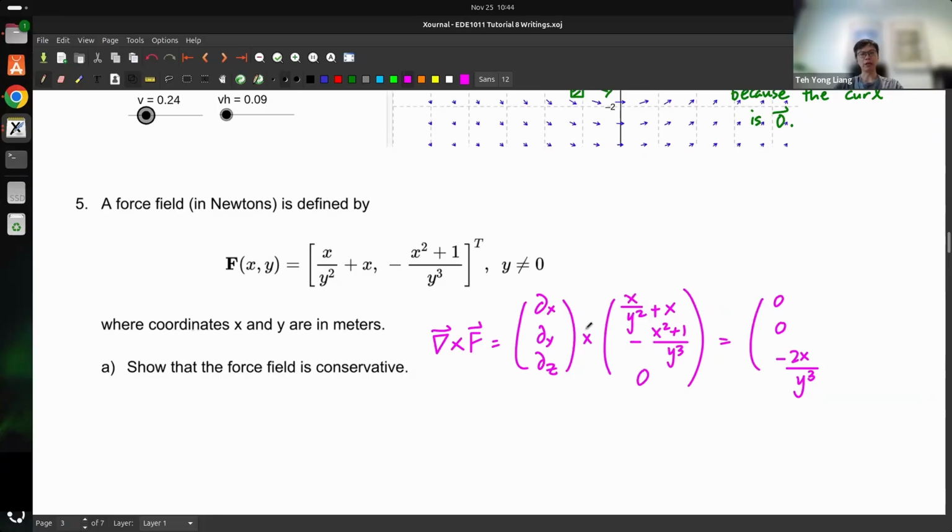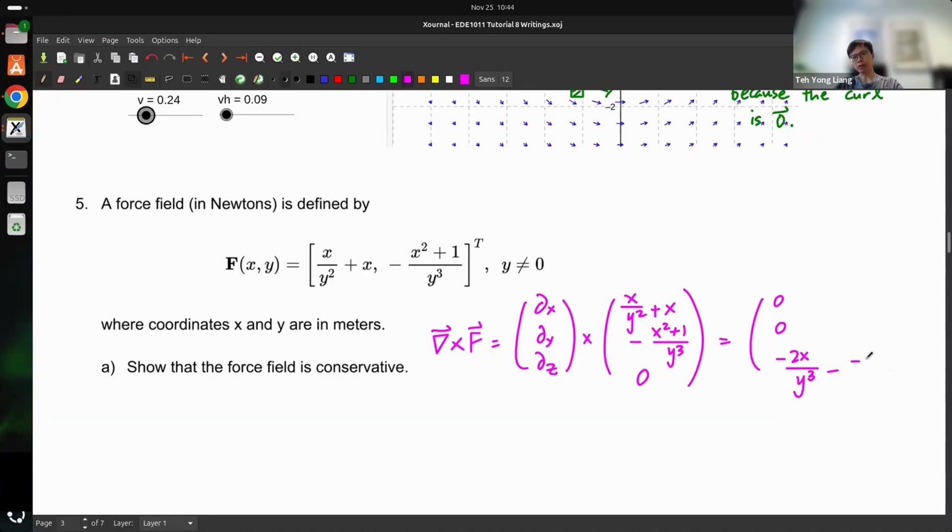Then you have to minus del y on this. When you do del y on this, you can see that there's an x over y squared here, so differentiate this guy with respect to y. The y squared is going to become y cubed, because it's y to the power of minus 2, so you bring down the minus 2.